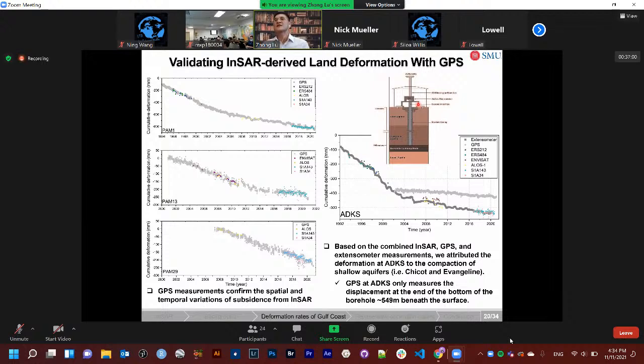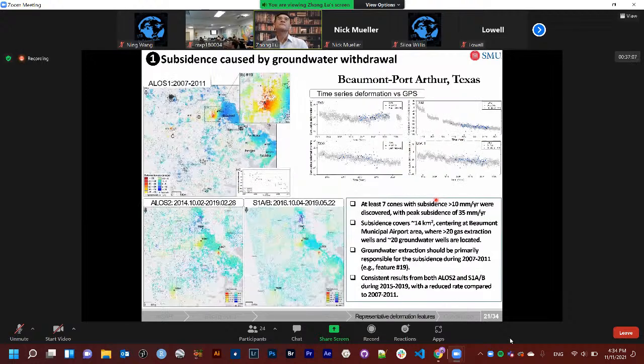Right? Quantifying this kind of process is very important for future work. So the second subsidence example I put in here is Beaumont-Port Arthur, also in Texas. If you know this area, I haven't been to this area yet, but you can see here we show Beaumont over this location, zoomed out over this area.